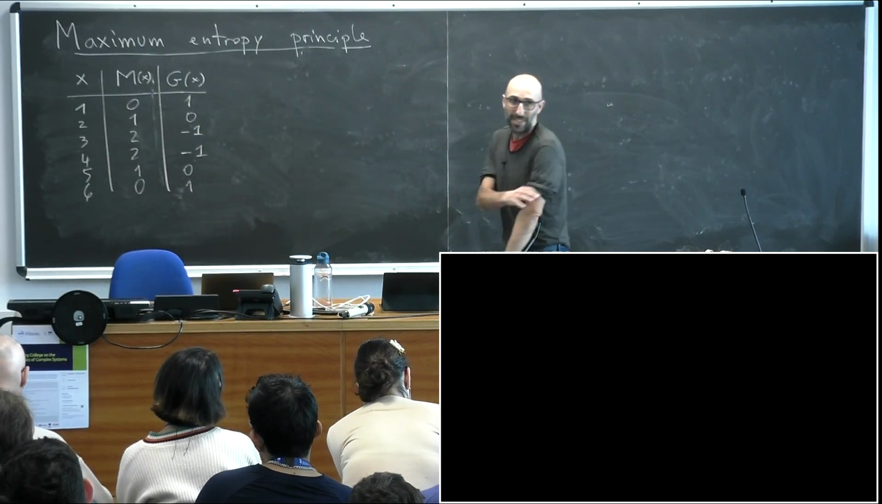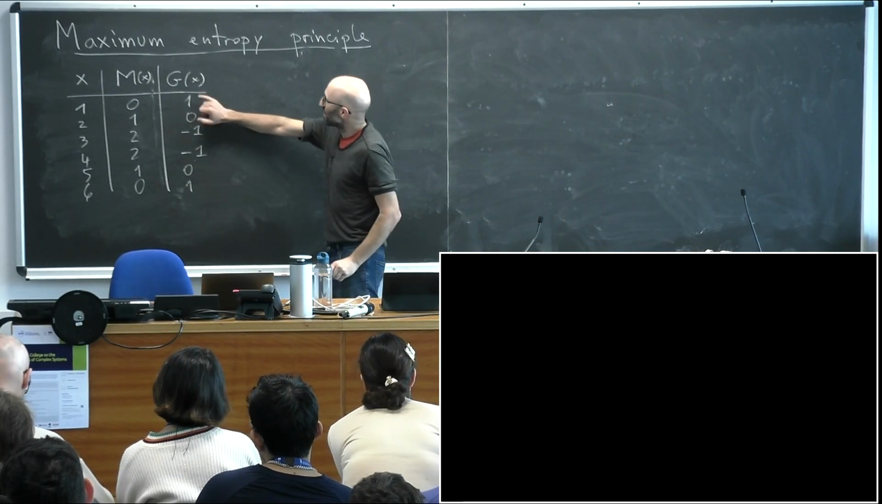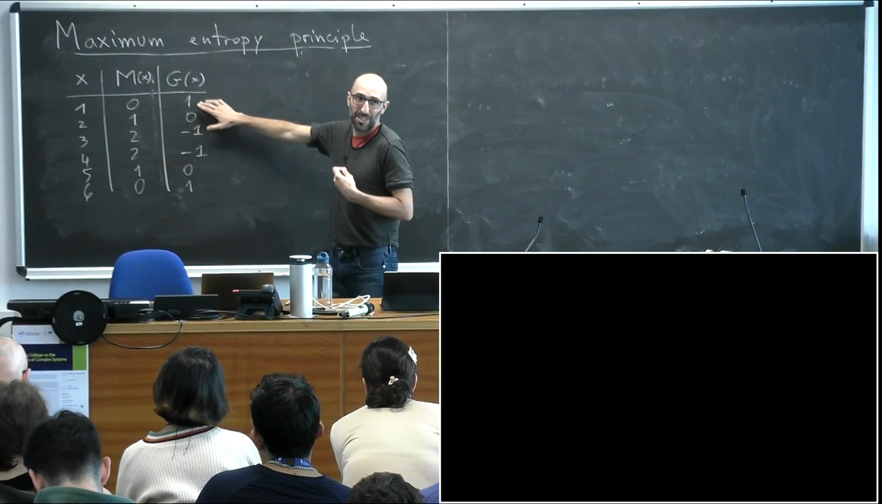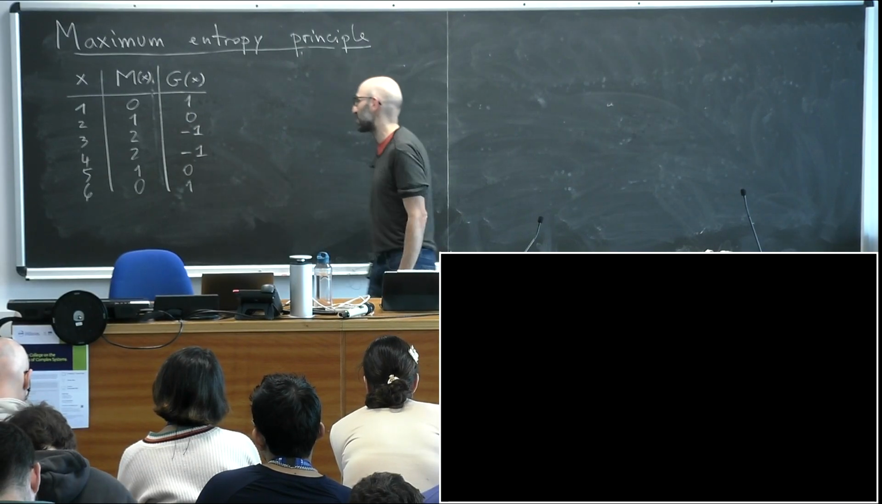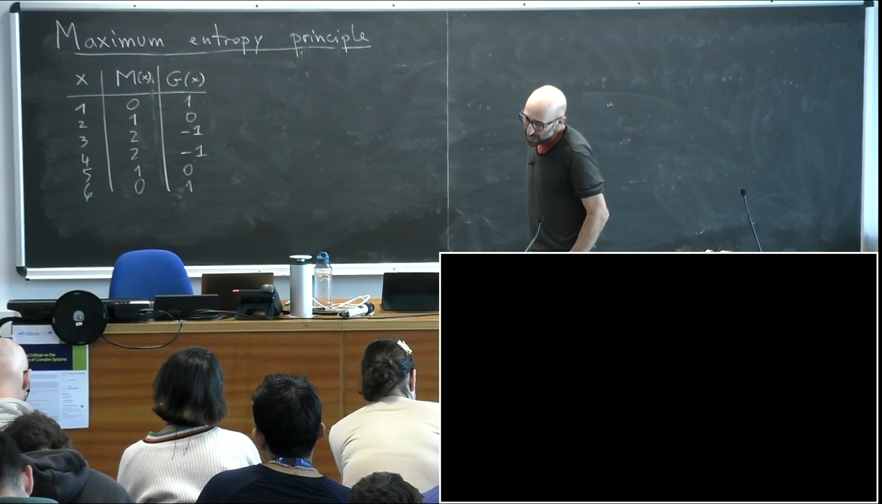So this is the gain. If the result is 1 or 6, the casino wins a coin. Otherwise, if it's 3 or 4, it loses a coin, and otherwise it's 0.